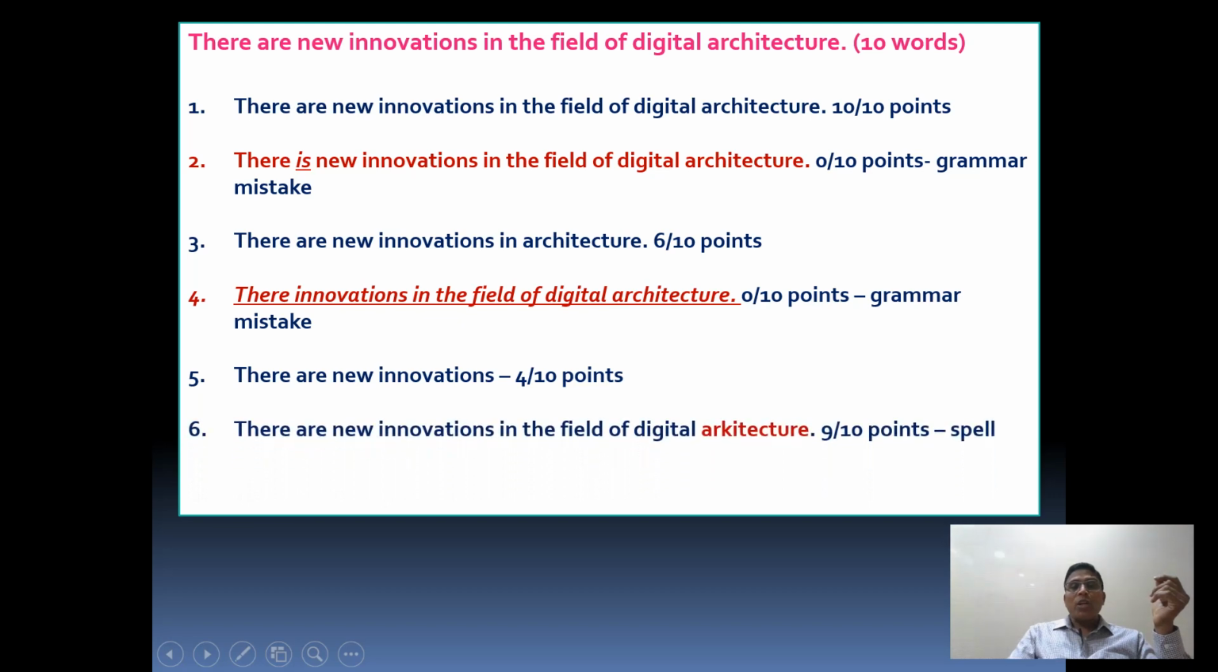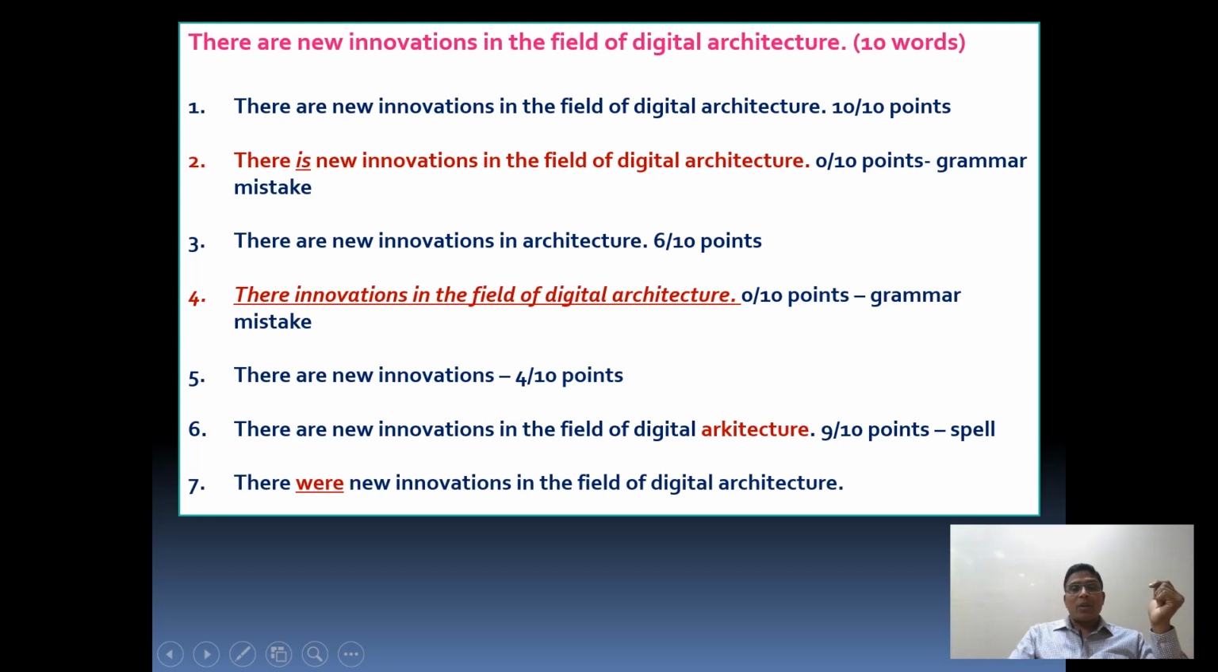And then there are new innovations in the field of digital architecture. So "architecture," you wrote the spelling wrong. That's okay, you don't get a point only for that word. The rest of the words are intact. Grammatically, your response is treated as a right response. So we'll get points for spelling. 9 words match with the Pearson sentence with respect to spelling. So we get 9 points.